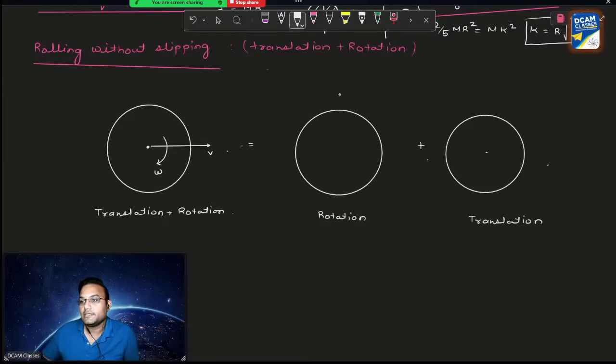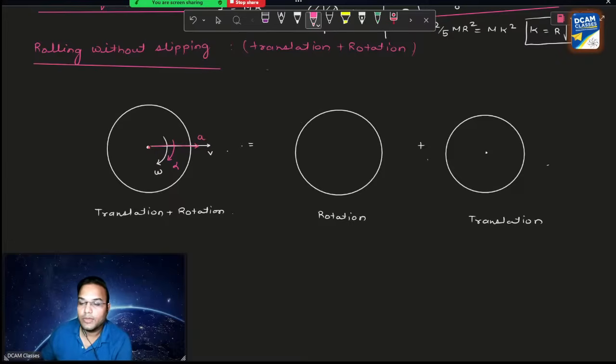First, take the case of translation. Let's make it more complex. The body has the angular velocity omega at a particular instant. It also has an angular acceleration alpha. Similarly, it is moving with the velocity v, and at the same time it has an acceleration a also.